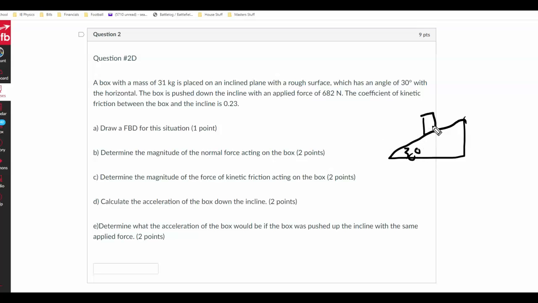The first question asks us to draw an FBD. It also says that the box is pushed down the incline. So we have the force of gravity going straight down, the normal force perpendicular to the surface, there's Fn. If it's being pushed straight down, we have Fa, the applied force parallel to the incline, and then Ffk working in the opposite direction of motion. So 1 point for the free body diagram.